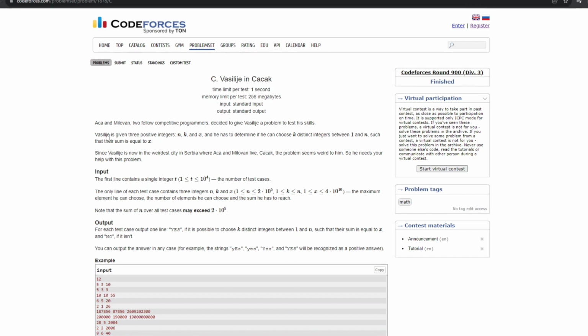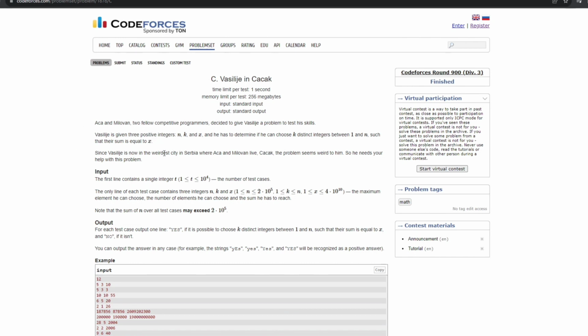Okay, so now let's try to understand what exactly the question is stating to us. The question states that Vasilije is given three positive integers, that is n, k and x, and he has to determine if he can choose k distinct integers between 1 and n such that their sum is equal to x. This line is important for us to understand.